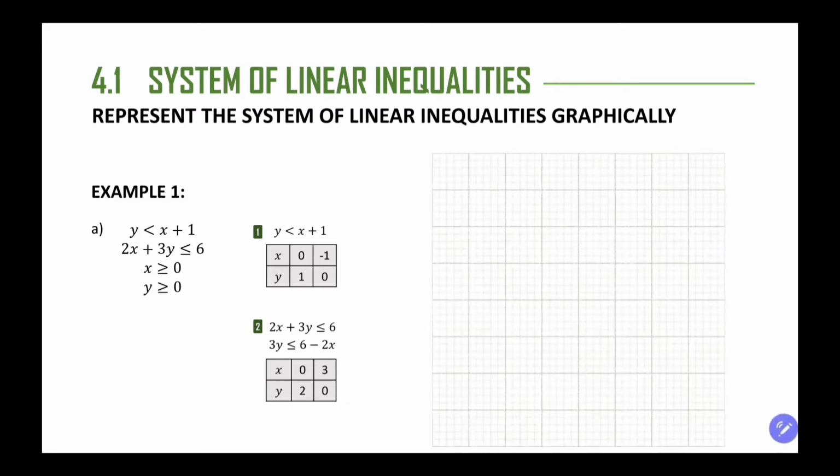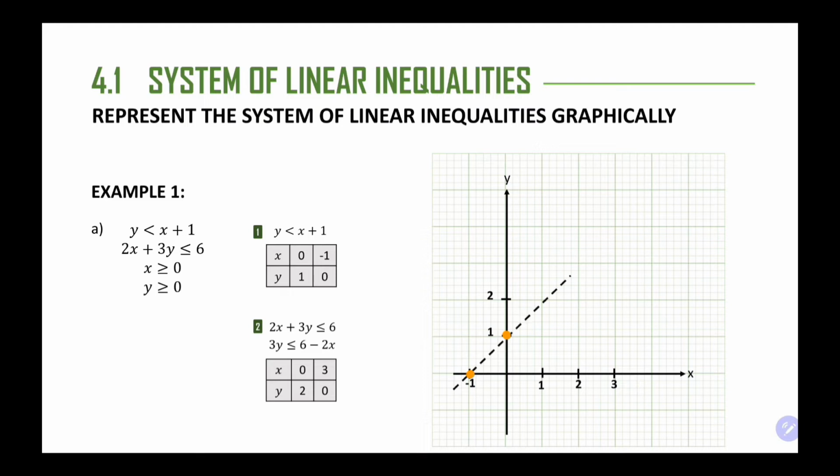We take out our graph paper. We sketch the y and x axes. For the first function, our intercepts are negative 1 and 1. So we sketch a straight line from negative 1 to 1. And we put a dotted line since it is y less than only and doesn't have an equal sign. That's why we put a broken line. And we label this line as y equals x plus 1. On the graph paper, we need to put the equal sign.